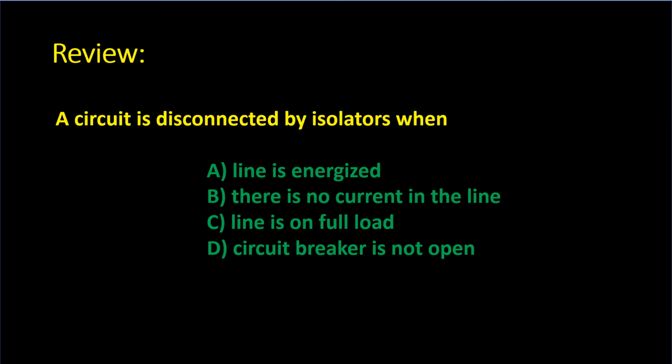So here is a quick review of what we learned in the last session. A circuit is disconnected by isolators when... Now choose the correct answer out of these four options. Yes friends, the right answer is B. There is no current in the line. If you have any doubt, just click on the eye icon above, which will give you a clear idea of the previous session.